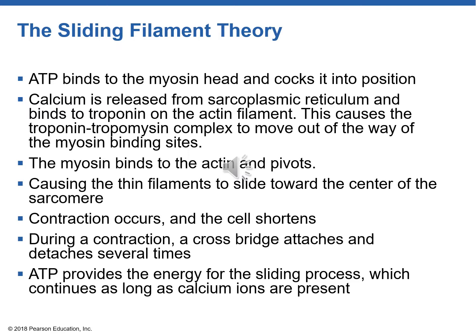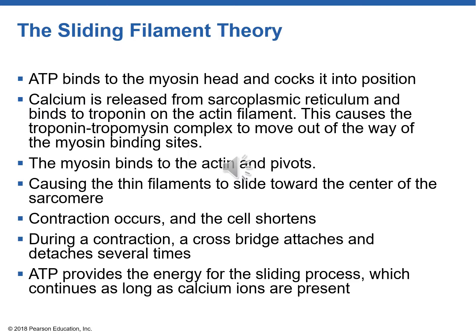So what happens here is calcium is going to get released from the sarcoplasmic reticulum and bind to the troponin on the actin filament. This causes the troponin-tropomyosin complex to move out of the way of the myosin binding sites. Now these sites are available and ready for the myosin heads to connect. So the myosin binds to the actin and it pivots, just like when you have that pulling motion of rowing in a boat.